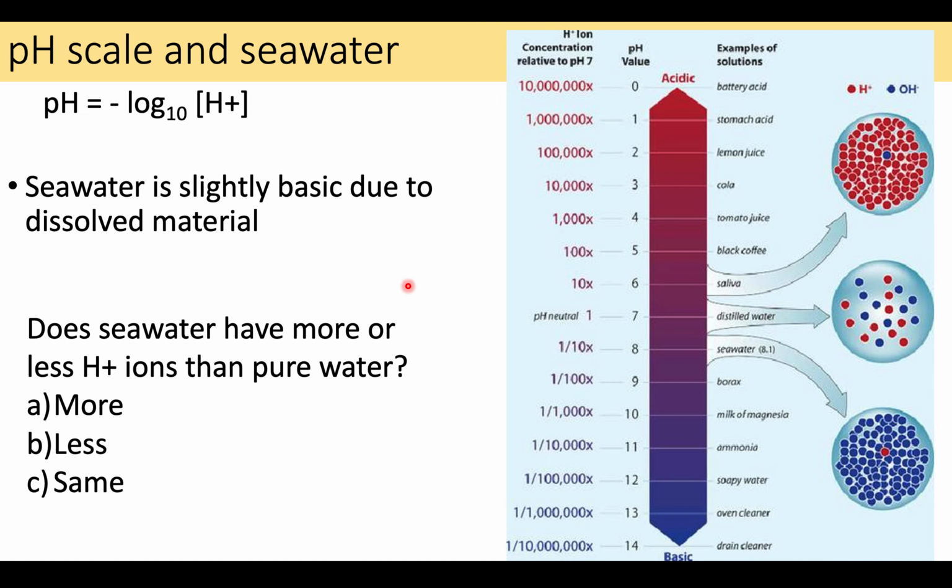So taking a look at this figure, does seawater have more or less hydrogen ions than pure water? Here you can find seawater compared to distilled normal water. Seawater is going to have less hydrogen ions than pure water. Seawater is more basic than pure water is. It's about an 8 on the pH scale compared to a neutral of 7.